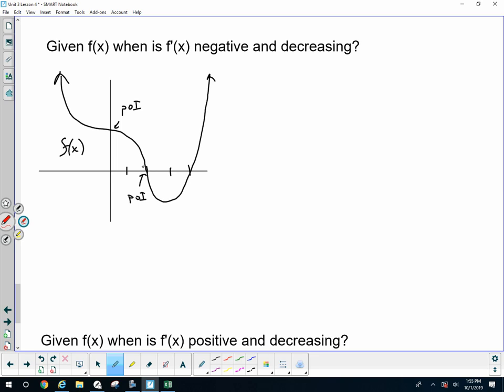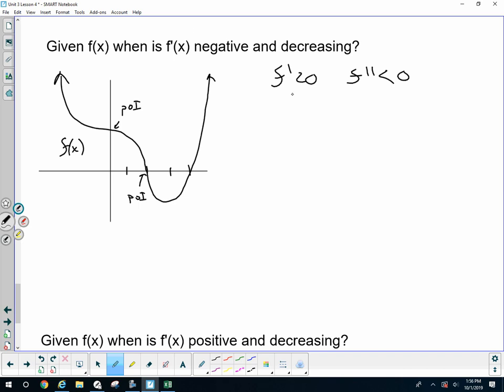This is a similar one. Maybe let's just change it up. F prime negative and decreasing. No, that's a good one. When is f prime negative? When is f prime decreasing? F prime is decreasing when its derivative is negative.